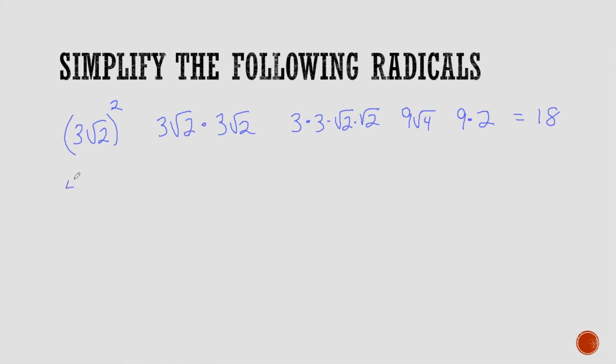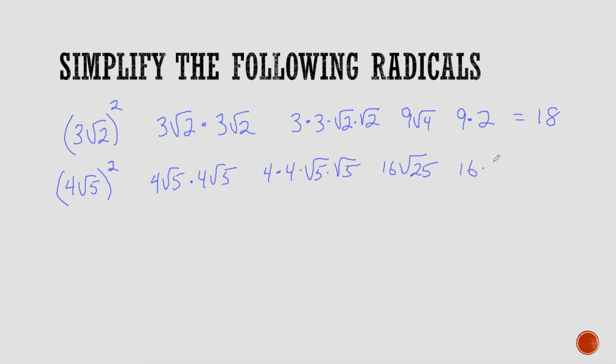So hit pause and see if you can get 4 root 5 squared. Hit pause and come back. Okay, I'm glad you're back. I'm just going to follow the same steps. I'm going to get the numbers that are outside together, inside together. This becomes 16 root 25. 16 times 5, which is 80.